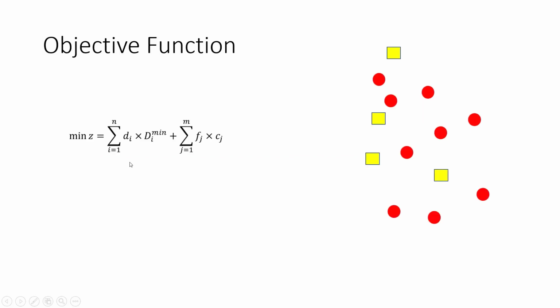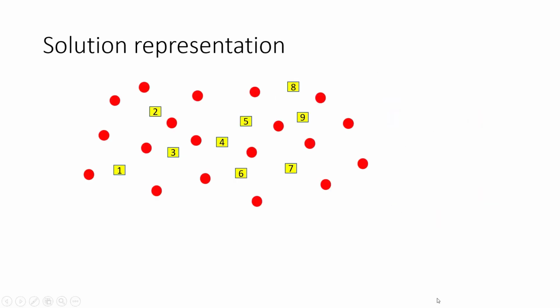Our objective function has two parts, and the first part is related to the total distance that can be obtained from this formula. It means the minimum distance between any of the customers and its nearest active service center. The second part is just the fixed cost for all opened centers. So let's move on to the solution and representation of these problems.